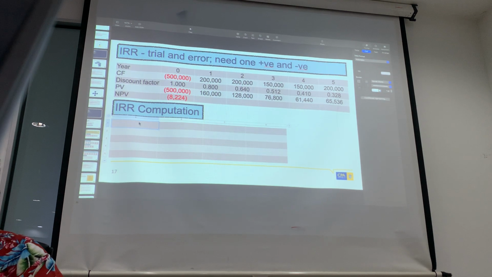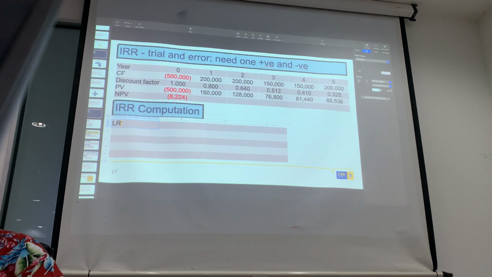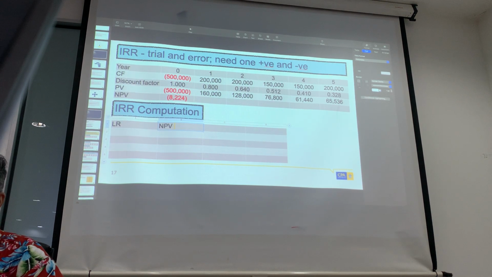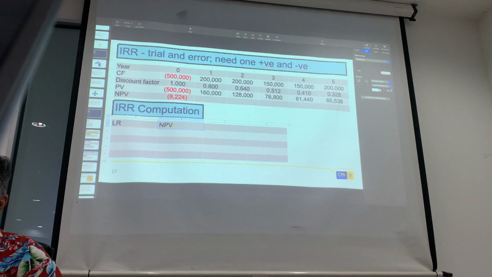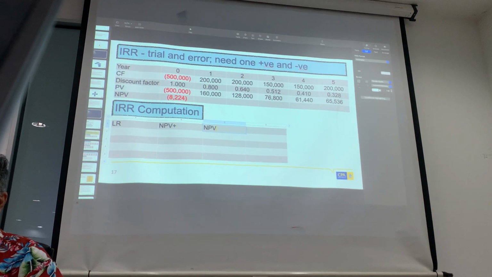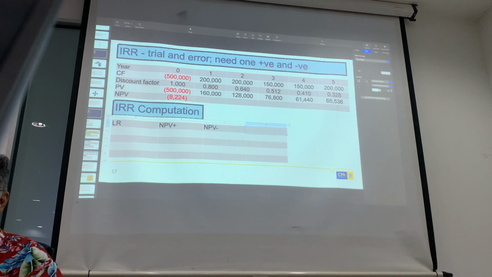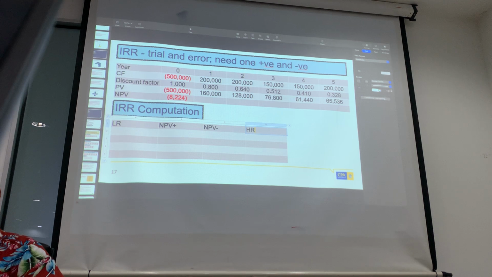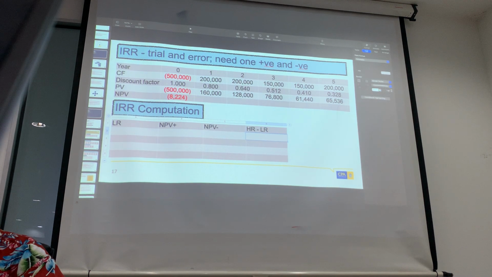Okay guys, I'm just gonna put the items I need. Low rate, NPV positive, NPV negative. Okay, do you understand what I just put there? The items of the formula.